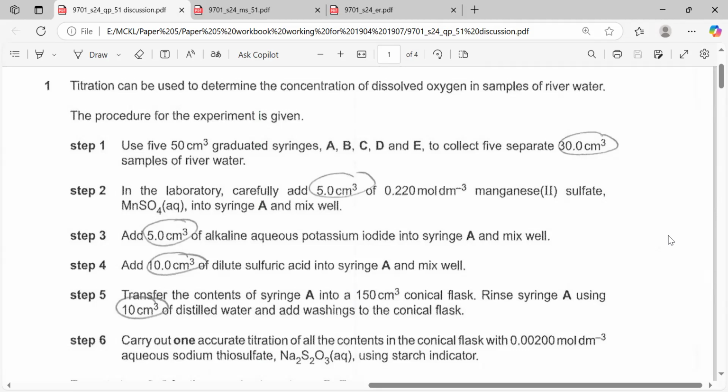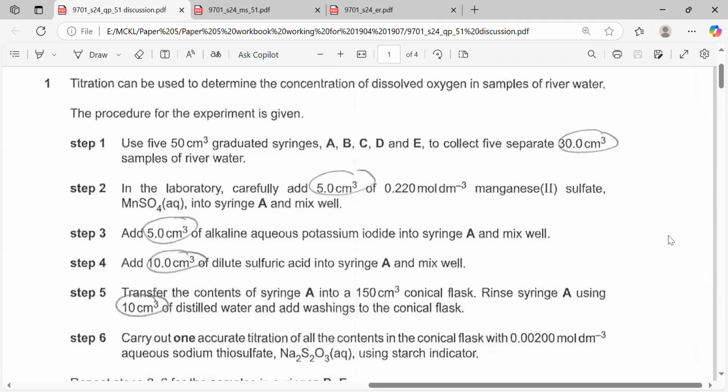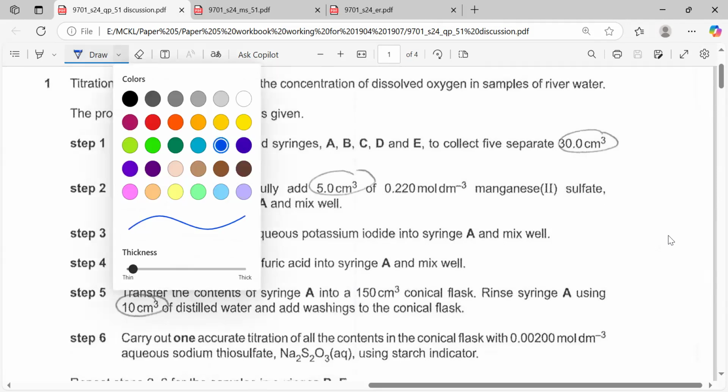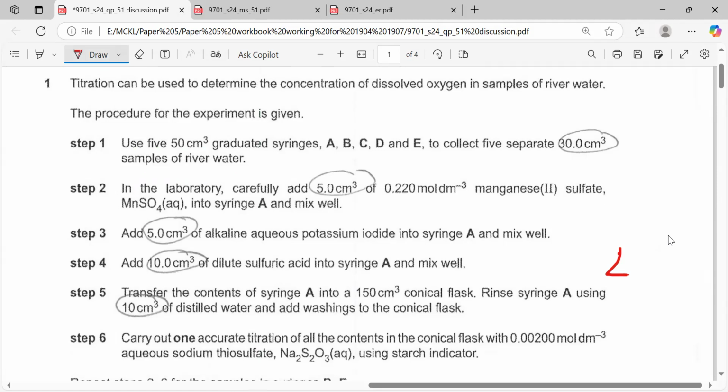Rinse syringe A using 10 centimeter cube of distilled water and add the washings to the conical flask. So this step is to ensure that you completely transfer all the content of the syringe A reaction mixture into your conical flask. So currently now, if you look at all the volume that I circle, 30 plus 5 plus 5 plus 10 plus 10, in total, we have 60 centimeter cube of the solution in the conical flask. And this is from syringe A, a total of 60 centimeter cube.